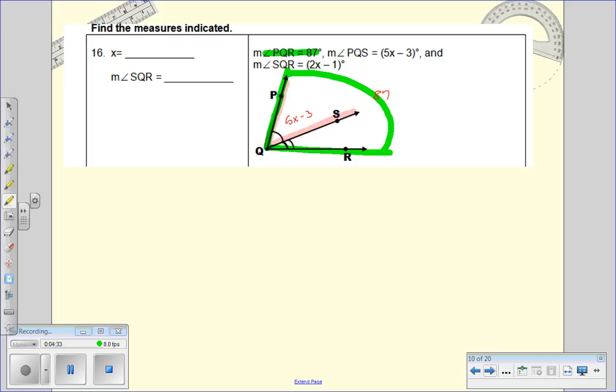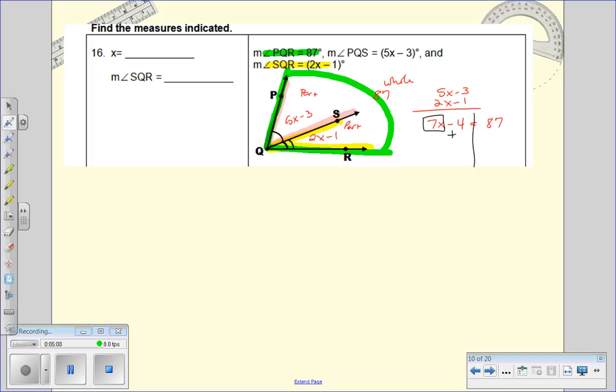And then our last angle they give us is SQR. So I start at S, go to the vertex Q, end at R. This is the one on the bottom. And that is equal to 2x minus 1. This is an example of part plus part equals the whole. So if I add the two parts together, 5x minus 3 and 2x minus 1, that gives us a total of 7x minus 4, and that is equal to my whole of 87. We get to solve for x.